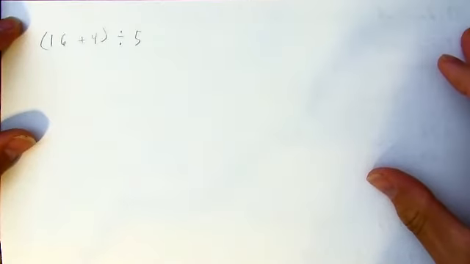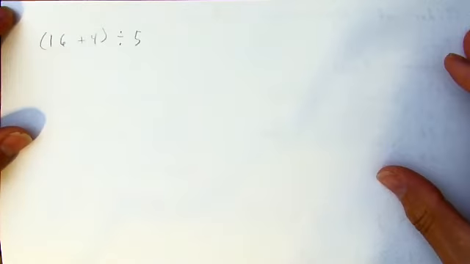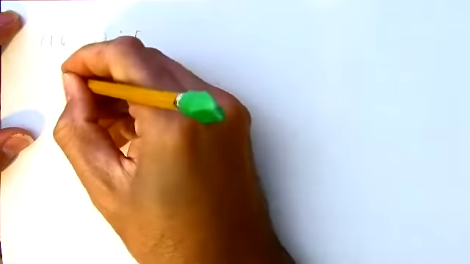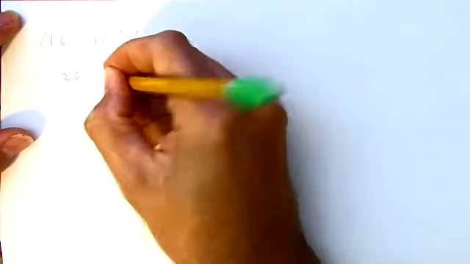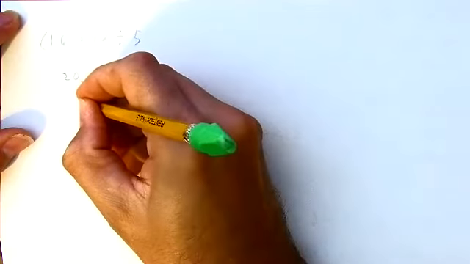So pretty easy, 3 terms. Parentheses first, 16 plus 4. Drop the parentheses. Divide by 5. So 20 divided by 5 is 4.